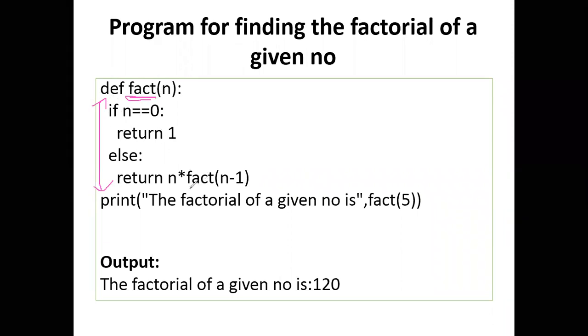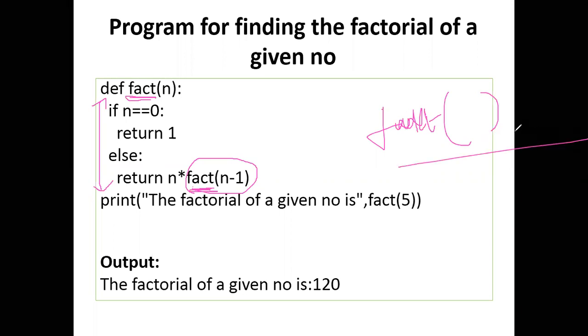Here you just see, if n is double equal to 0, you return some value. Else return n into fact of n minus 1. You just see this one, fact of n minus 1. This is again a function call, fact of something, open and close. This is actually a function call, isn't it? Whenever you write any function name followed by open close, f1 of open close, it means it is a function call. So you all know that.